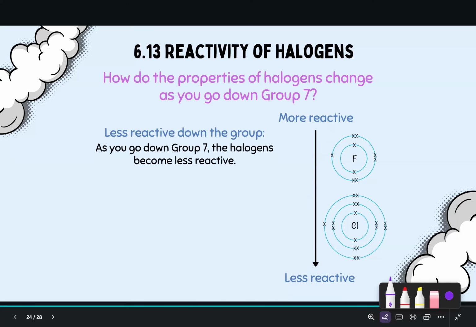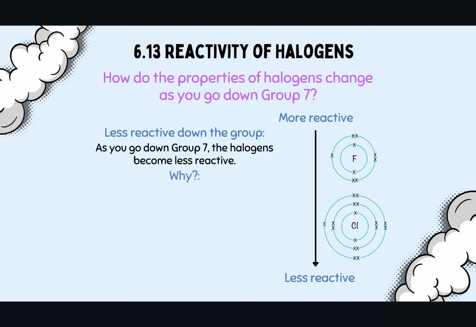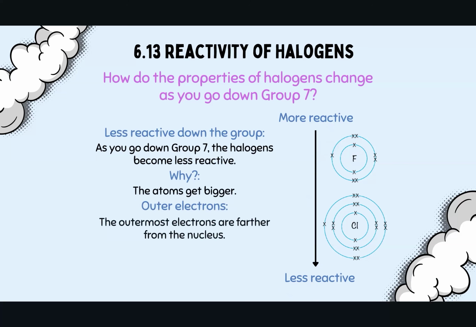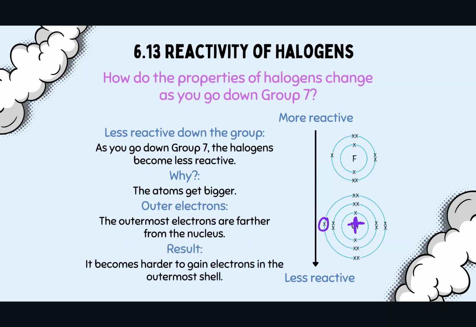And why does it become less reactive? Because as you go down the group, the atoms get bigger, because you're adding one extra shell each time. That means the outermost electrons are further away from the nucleus. So there's your positive charge, there's your outer electron. The result, it becomes hard to gain electrons in the outermost shell. So if this electron comes along from sodium, sodium has just lost its electron. That electron is more likely to go to the fluorine, because the fluorine is a smaller atom, so there's more attraction between the positive nucleus and the outer electron.